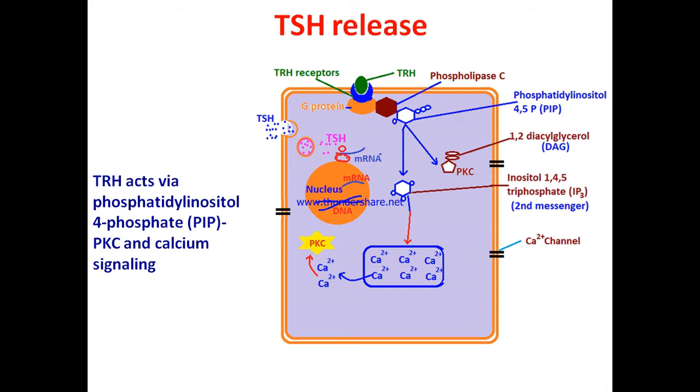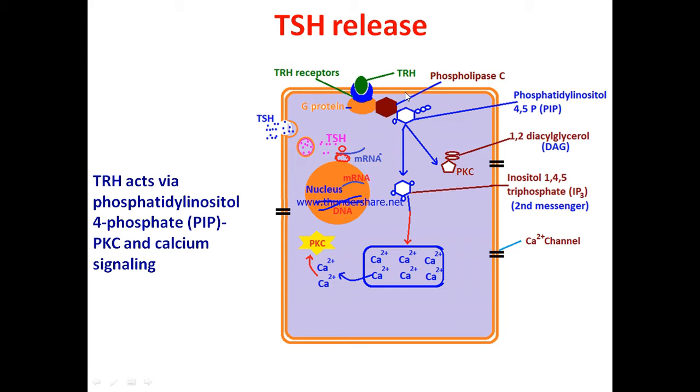The thyrotropin releasing hormone acts via phosphatidyl inositol 4-phosphate, that is PIP, protein kinase C and calcium signaling, as shown in this diagram. Thyroid stimulating hormone or thyrotropin is secreted by the cells in the anterior pituitary called thyrotropes. This hormone binds to its receptors on epithelial cells in the thyroid gland. So the receptors are on these epithelial cells. This hormone binds to the receptors on the basolateral side of the epithelial cells and stimulates the gland to synthesize and release thyroid hormones.